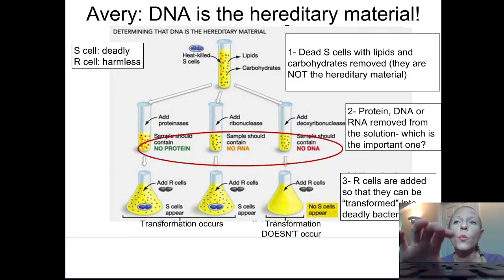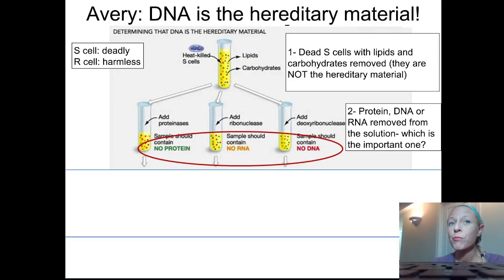So then we added proteinases to one tube, which break down proteins. So this tube is not going to have any proteins in it. Then in the center tube, we added ribonuclease, which is an enzyme that breaks down RNA. So that middle tube is not going to have any RNA. Lastly, this tube on the right, okay, we put in deoxyribonuclease, which breaks down DNA. So that means that there will be no DNA in that tube on the right.